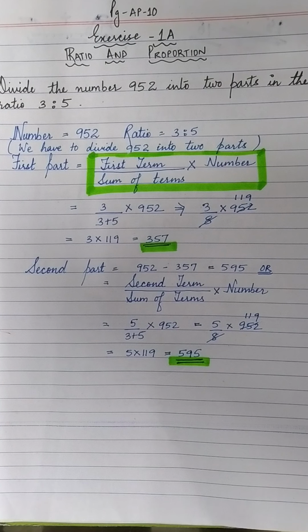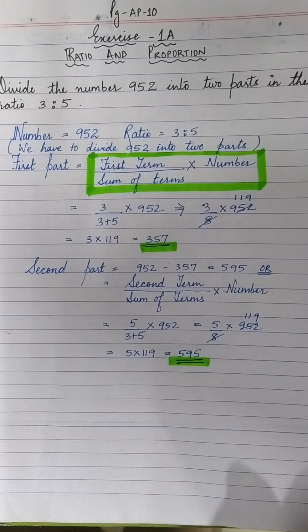So dear children, today we are going to continue with exercise 1A of ratio and proportion which we were doing. Question number 6, children, read the question before you start. Divide the number 952 into two parts in the ratio 3:5.